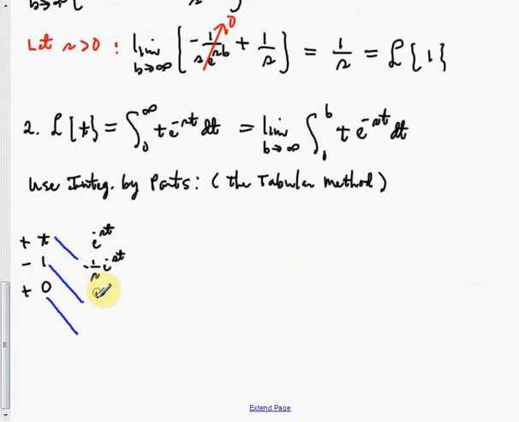So this is 1 over s squared times e to the negative st. And we don't care about the other one because that's 0 times whatever, and that has no bearing on us.